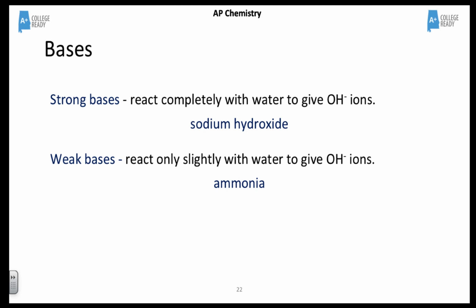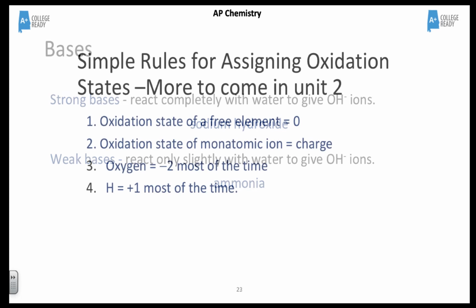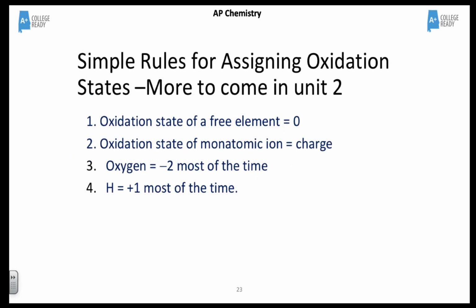Bases also give off ions, and anything that's a group 1 hydroxide, sodium, rubidium, cesium, lithium, is a strong base. Weak bases, usually they will tell you it's a weak base, but ammonia is a classic example of something that doesn't give off a whole lot of ions. The precipitation and acid-base reactions are therefore pretty easy. The redox reactions are going to be a little bit trickier.